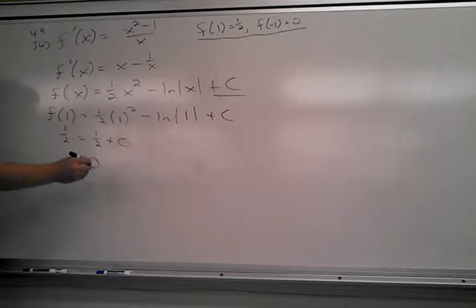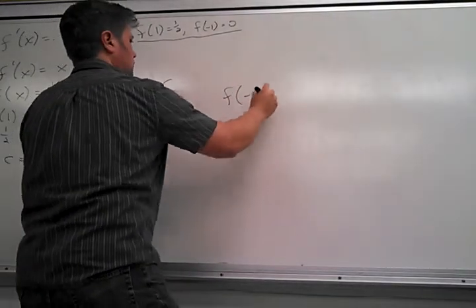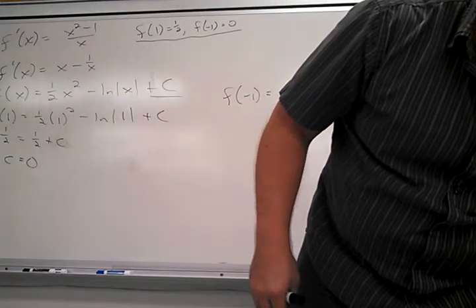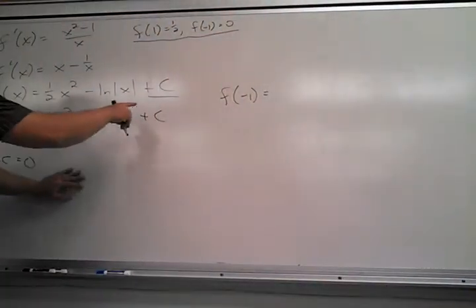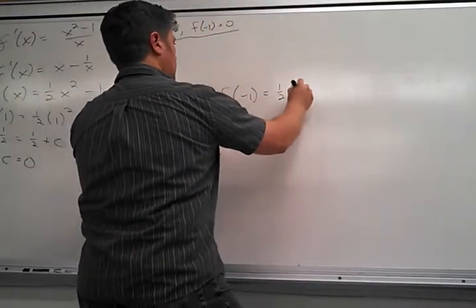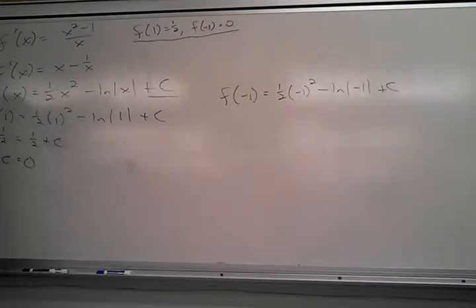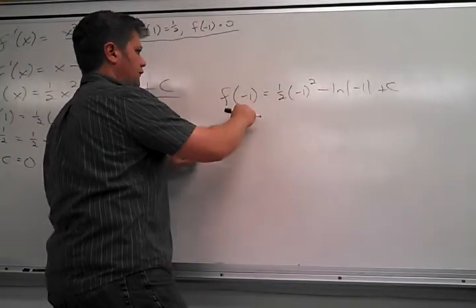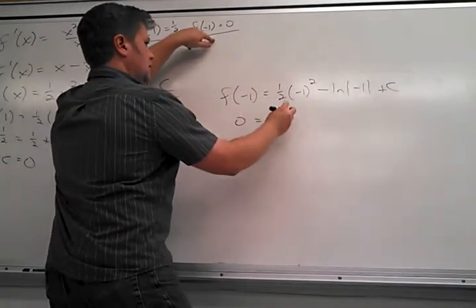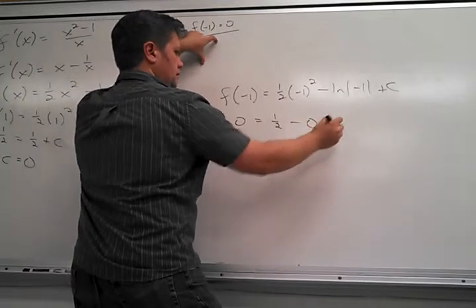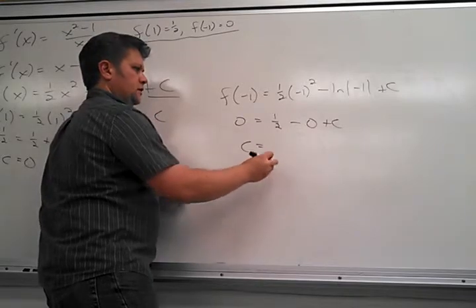Now, what's f of negative 1? Let me make sure. Yep. All right, let's see what happens. So what's f of negative 1? 1/2 times negative 1 squared minus ln of negative 1 plus c. You guys with me? Is this okay? All right. And then what do we get here? We get f of negative 1 is 0. I get 1/2 minus 0 plus c. So c has to be negative 1/2.